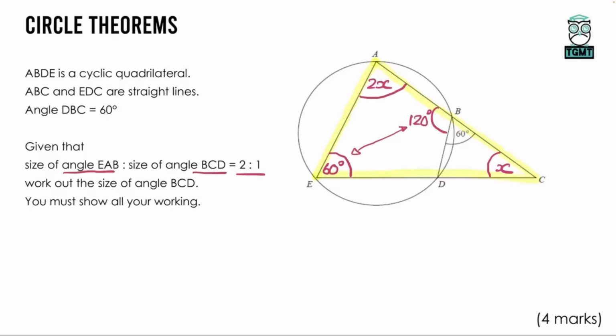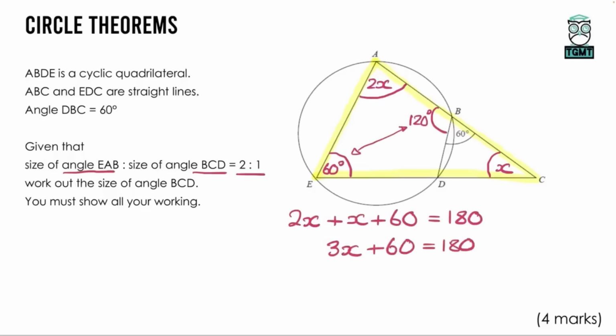to 180 degrees. So now that we've written those two angles in terms of algebra, we can actually form an equation. We have 2x plus 1x plus the 60, and we know that all of those combined have to equal 180 degrees. If we simplify that, we get 3x plus 60 is equal to 180. We can then take away 60 from both sides, so 3x is equal to 120, and then we can divide by 3, so 1x is equal to 40.